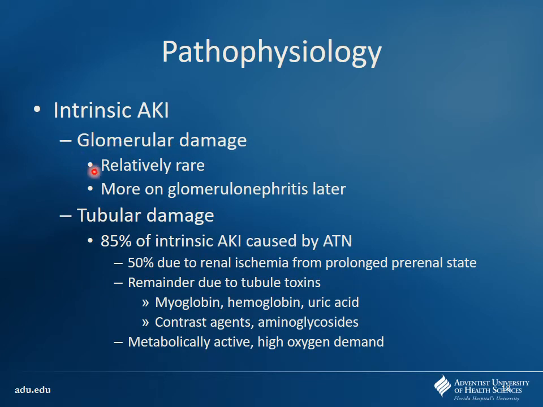Again, looking at glomerular damage, pretty rare for the most part, but we'll talk a little bit more about glomerulonephritis later and some treatment for that. More often than not, you're going to see a lot of tubular damage, right? This is where you're going to see it either due to renal ischemia. So if you're in a hypoperfused state for a long period of time, that's where you can see that causing tubular damage. Other times you can see it due to toxins. So it could be due to things like myoglobin, hemoglobin, sometimes buildup in the kidneys can cause this injury.